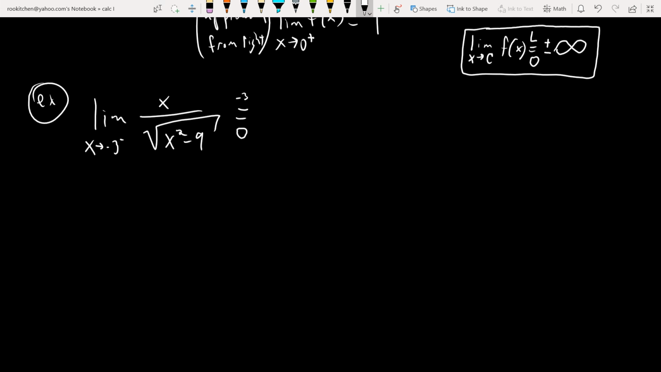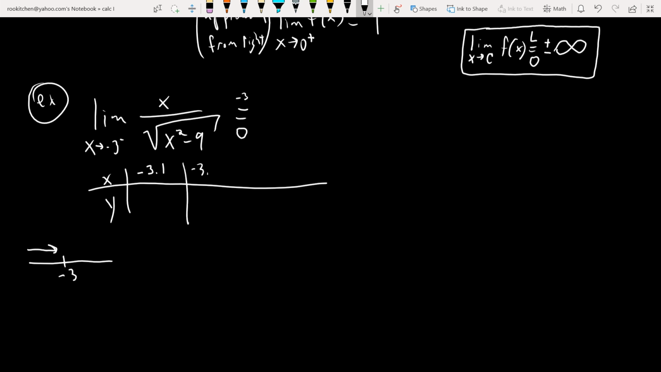In this case, what I usually do is a table of values. We want to approach from the left, so you may want to draw a number line to remind yourself. I need numbers like -3.1, -3.01, and -3.001, and I just want to see if it's getting really big negative or really big positive. Maybe put them into your calculator.